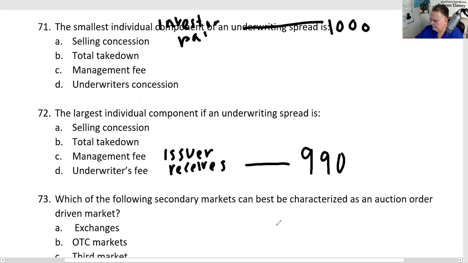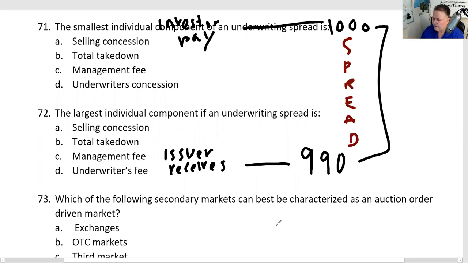And so test question number 1 is, what do we call the difference between what the issuer receives and the public pays? We call that the spread. And in this example, the spread, don't tell me $10 because $10 means you're new. It's a bond, it's a point. So that $10 is a point.